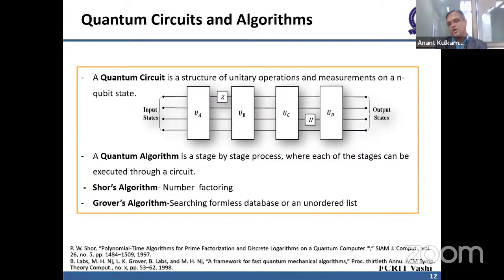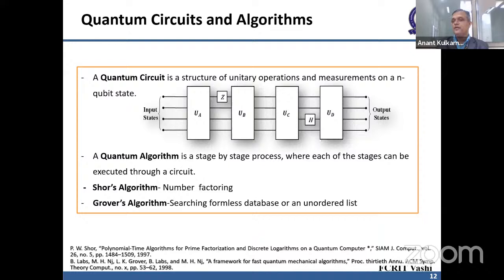Then let us talk, in brief, about Shor's algorithm. As I said, it is quite difficult for classical computing to take care of complex tasks like number factoring or searching a formless database or an unordered list. Quite difficult. So these things were addressed by two scientists. One is Shor, the second one is Grover. What Shor addressed is how efficiently we can obtain number factoring with the help of quantum computing.